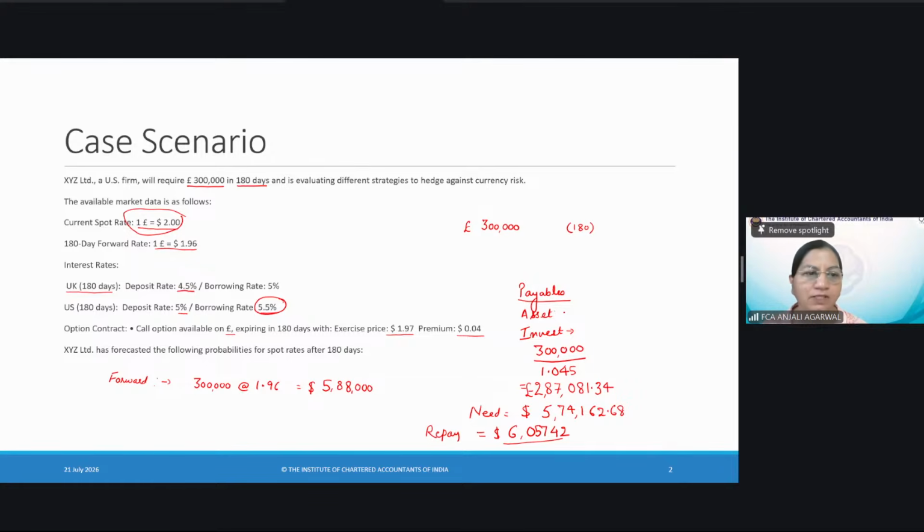Where will they come from? This you will borrow from the US at 5.5%. So once you borrow $5,74,162, this has to be repaid after 180 days, and the total dollar outflow will be 6,05,742 rounded off. So in forward, your outflow was 588, but in money market hedge, the outflow is 6,05,742. The third hedging option that we have is using the derivatives of option.